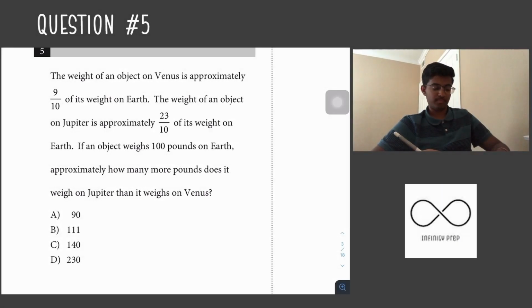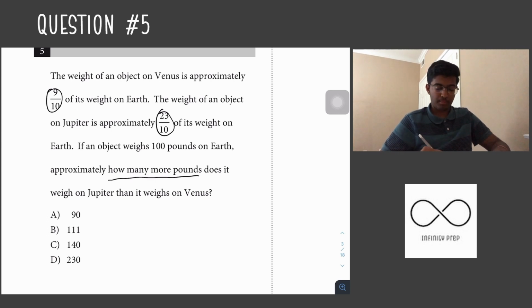Question number 5. The weight of an object on Venus is approximately 9/10 its weight on Earth. The weight of an object on Jupiter is approximately 23/10 of its weight on Earth. If an object weighs 100 pounds on Earth, approximately how many more pounds does it weigh on Jupiter than it weighs on Venus? Key phrase here is how many more pounds.